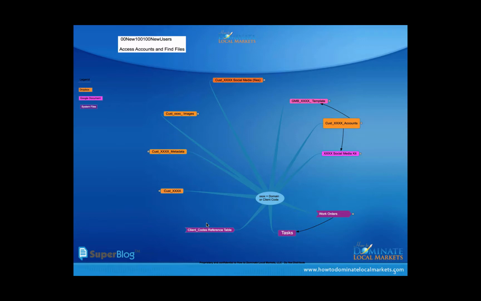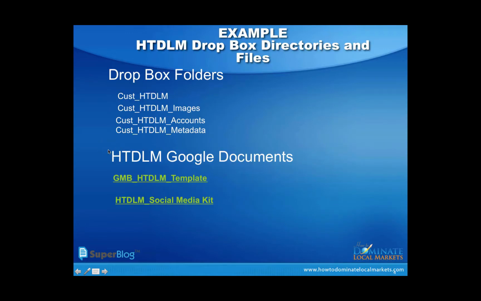Now this is a high-level view of where you can find and locate either credentials or work files. The legend is: the orange are Dropbox folders, the purples are Google Documents, and the burgundies are internal system files. For example, there would be a list of all the client codes in one table or Excel spreadsheet. Then we are migrating to the concept of work orders and tasks. Workers would be issued tasks, and project managers would set up work orders based upon the orders that come in from clients. So we'll go to the next slide.